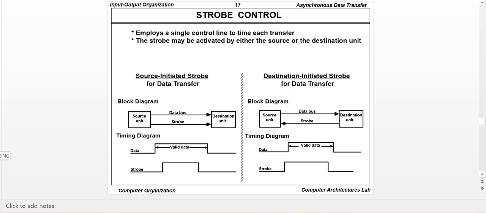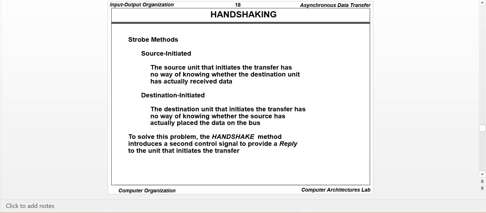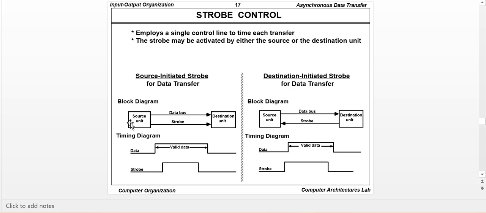Now, what are the drawbacks of strobe control? Why should we go in for a handshaking method? In the source initiated strobe method, the source unit that initiates the transfer has no way of knowing whether the destination unit has actually received data. If you look at this diagram, in source initiated strobe transfer, the valid data is placed by the source unit, and then a strobe pulse is enabled to inform the destination unit that a valid data is present.